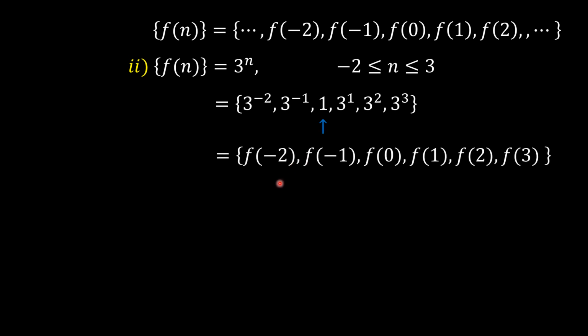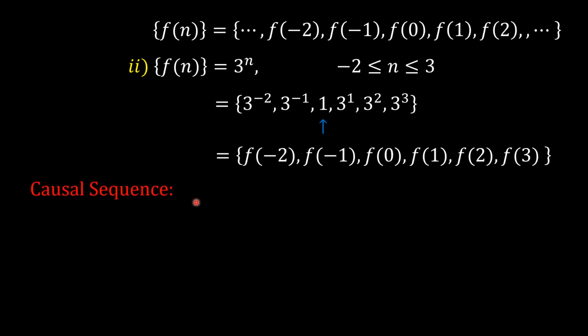Same can be written as f of minus 2, f of minus 1, f of 0, f of 1, f of 2, f of 3. So these are the two ways to represent the sequence. First one is listing all elements and second one is defining the general term of the sequence in terms of position, that is n. Now we will define the next one, the causal sequence.